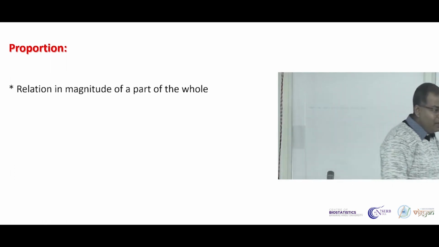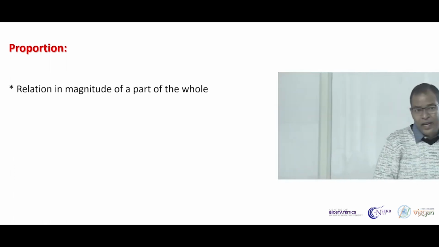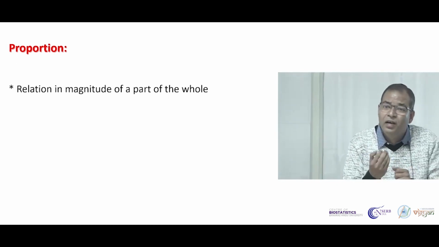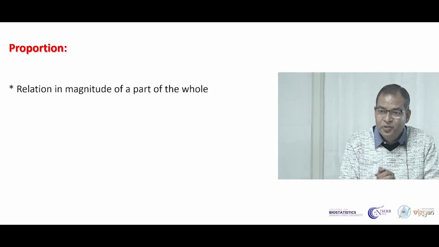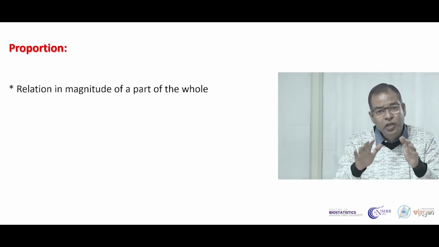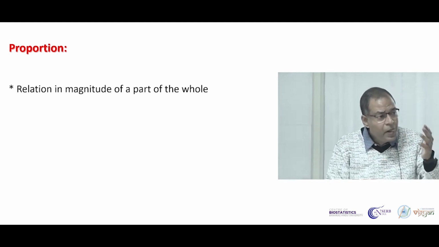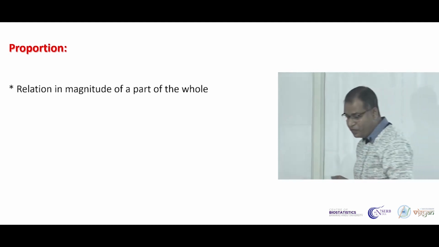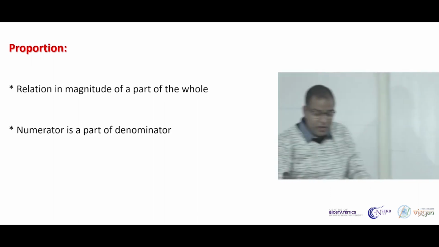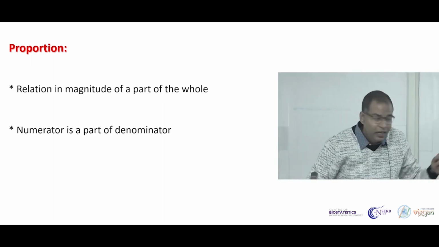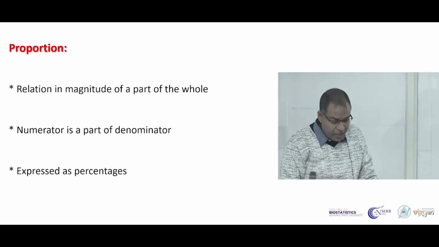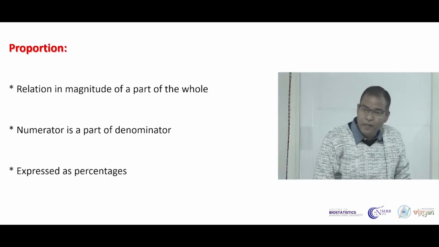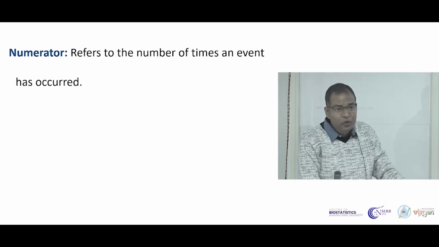Say for example, I am interested to calculate how much proportion of the participants in this class are having fever. Out of 30 participants, 3 participants are having fever. So 3 by 30 into 100, isn't it? In that way we calculate the proportion. Please remember, here also, just like rate, the numerator is a part of the denominator. It is expressed in percentages. Is this clear?